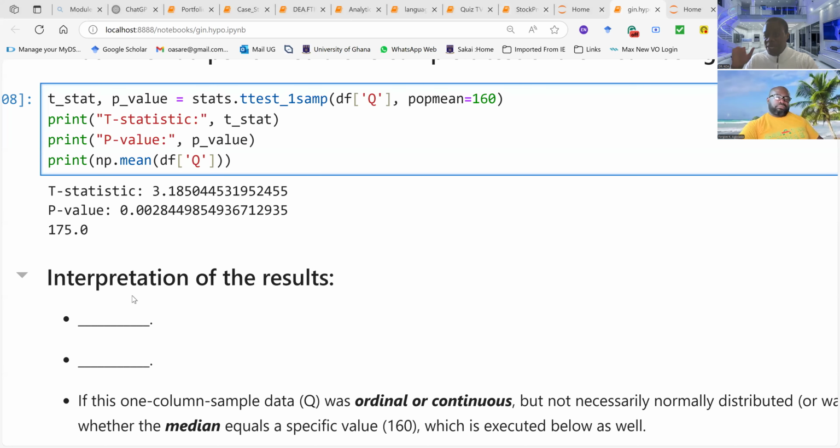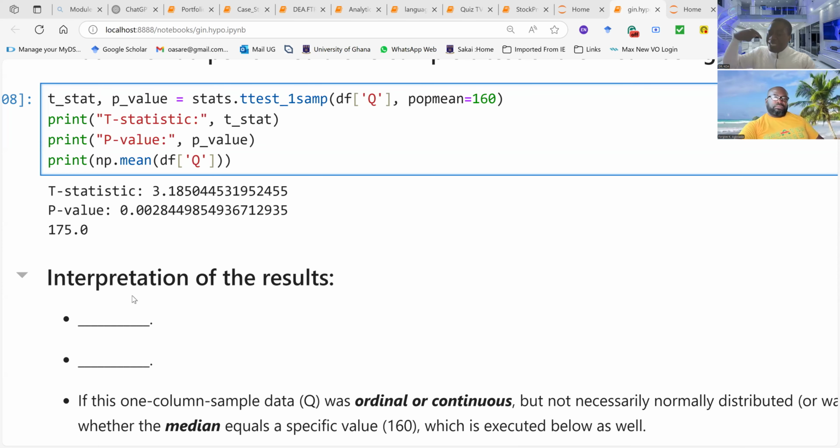You will say that the p-value, which is 0.014%, is less than the alpha level of 5%. That is the significance level of 5%. And the mean quantity demanded is then concluded to be statistically different from the hypothesized mean of 160, the national average bottle, because our sample mean is 175, if you can remember. And this is greater than 160.